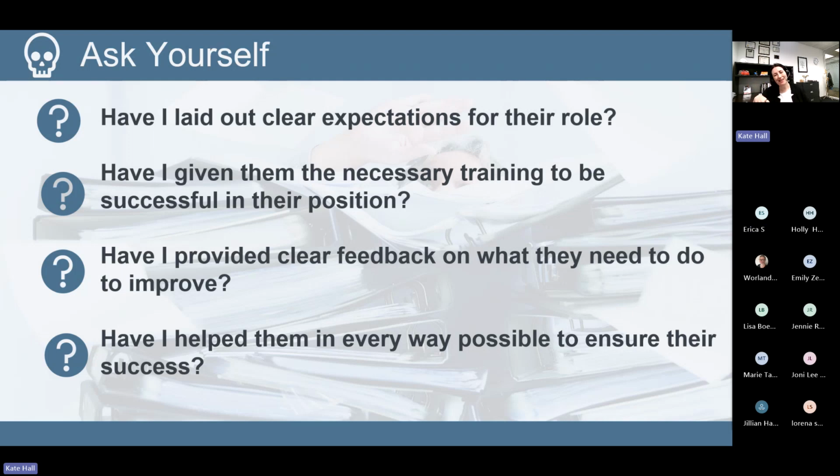If you're like, well, I wasn't really clear on my expectations. Well, I never really told them that they were doing anything wrong. Then you, as the manager, didn't do your job yet. You don't get to fire them until you do your job. Go back, hit reset, try again.